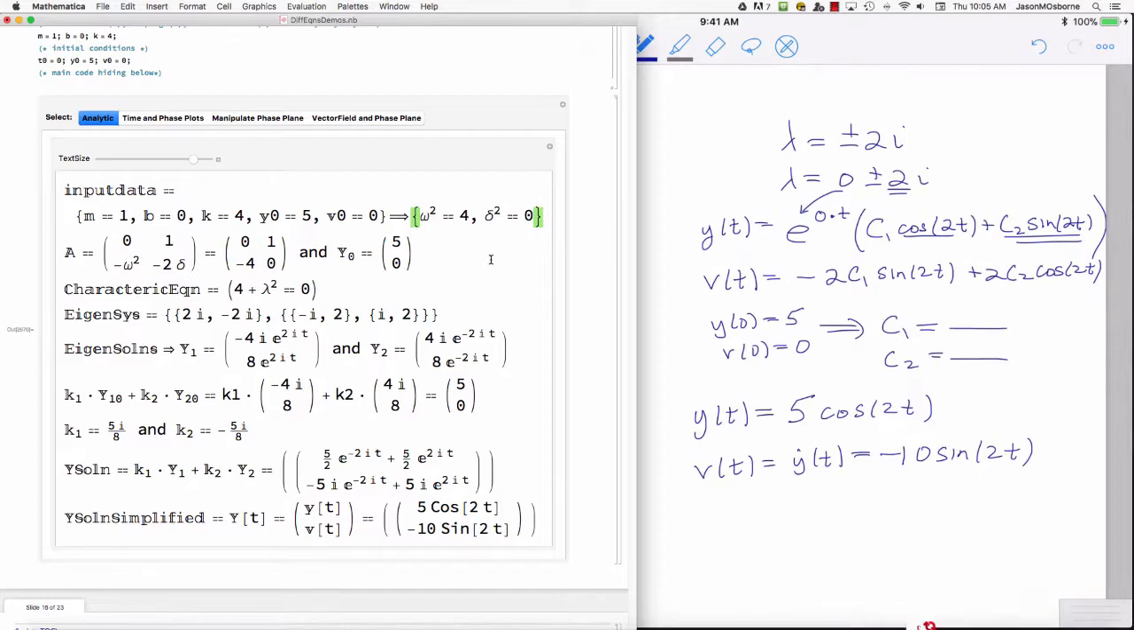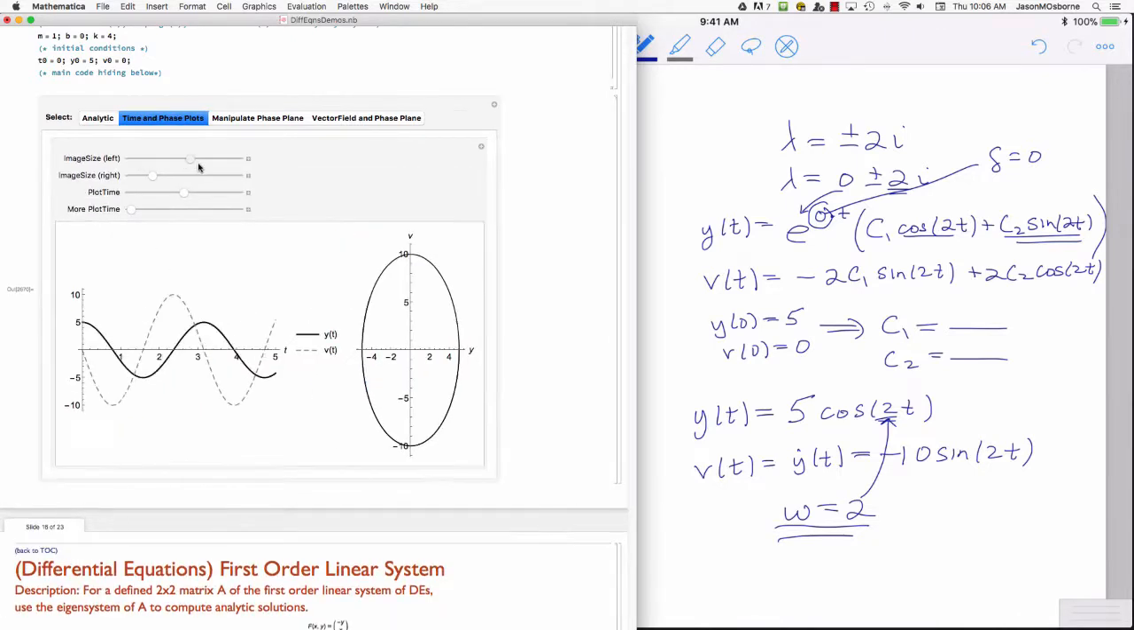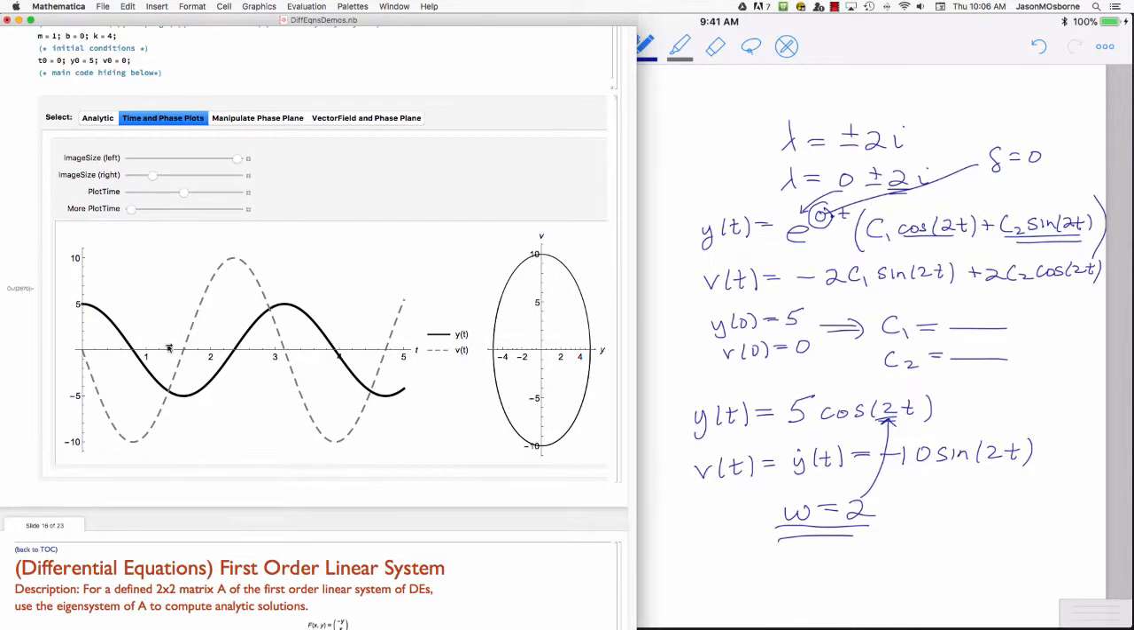So what we're trying to figure out here is this: in this example, there was no damping, so delta came out to be 0, but we did have an omega term. Omega was 2, and we can see that omega equals 2 is showing up in the frequency part of the solution for y. If you look at the time plots for this differential equation, here is the solution for y. Y is the dark solid line.